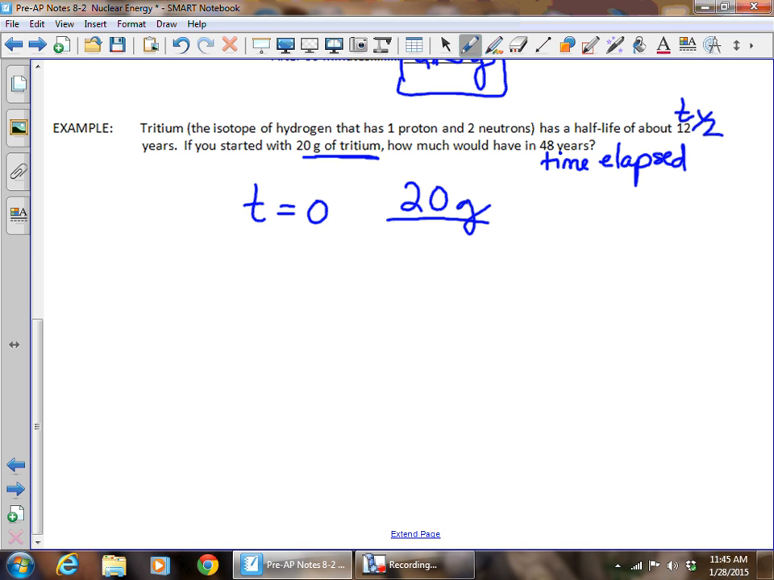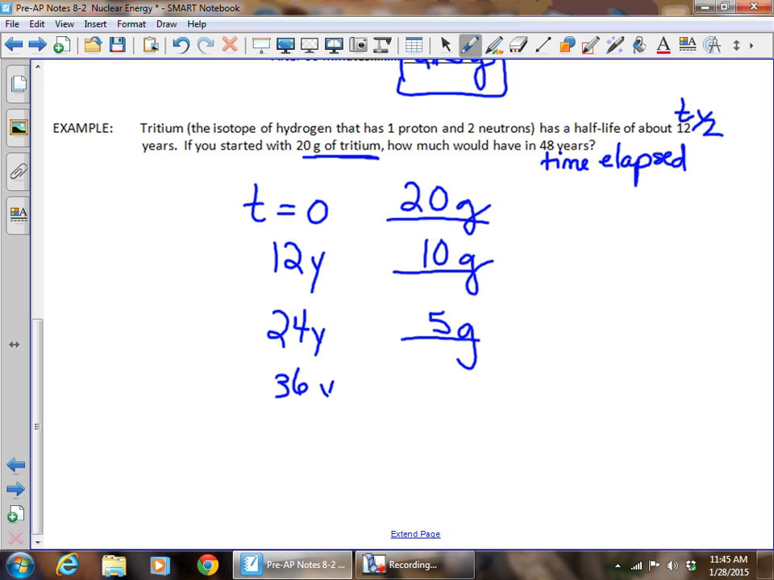So if we have 12 years, then for our first half-life, we're going to be down to 10 grams. Another 12 years, which is going to be 24 years, we're going to be down to 5 grams. Another 12 years, now we're up to 36 years, we're going to be down to 2.5 grams. And finally, after another 12 years, we've reached our time elapsed here of 48 years. We're going to have 1.25 grams. And that's our answer.